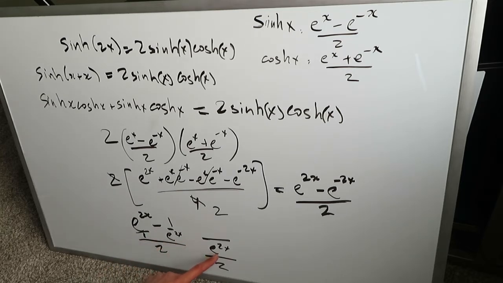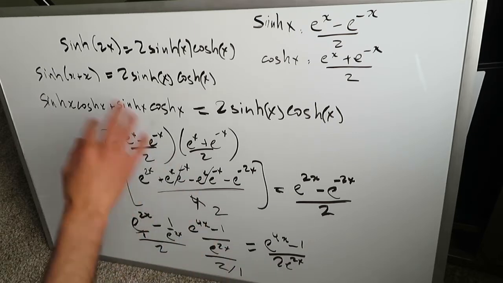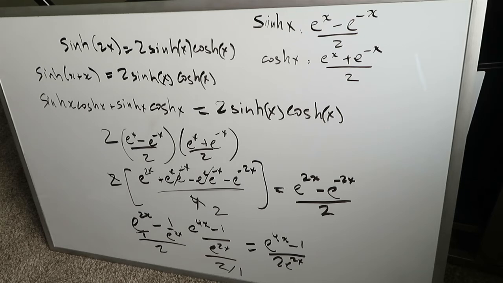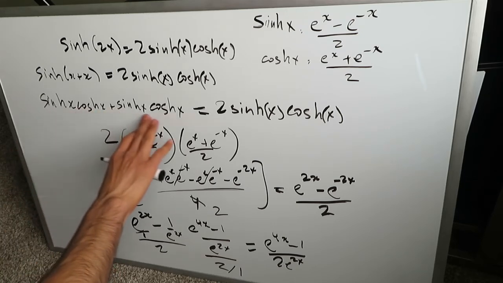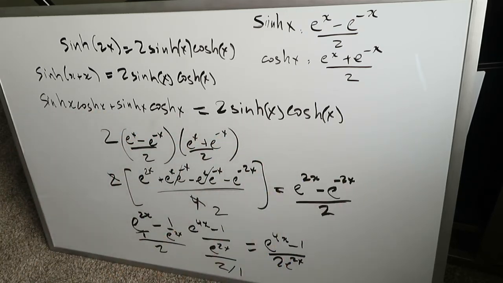1 goes in e to the 2x, e to the 2x times. It multiplies with that to give you e to the 4x. E to the 2x goes in this 1 time, minus 1. You can flip everything around and you'll get e to the 4x minus 1 over 2e to the 2x. You can say all of this can be represented with that answer. But our goal here was just to show that this was actually equal to that, and we did.